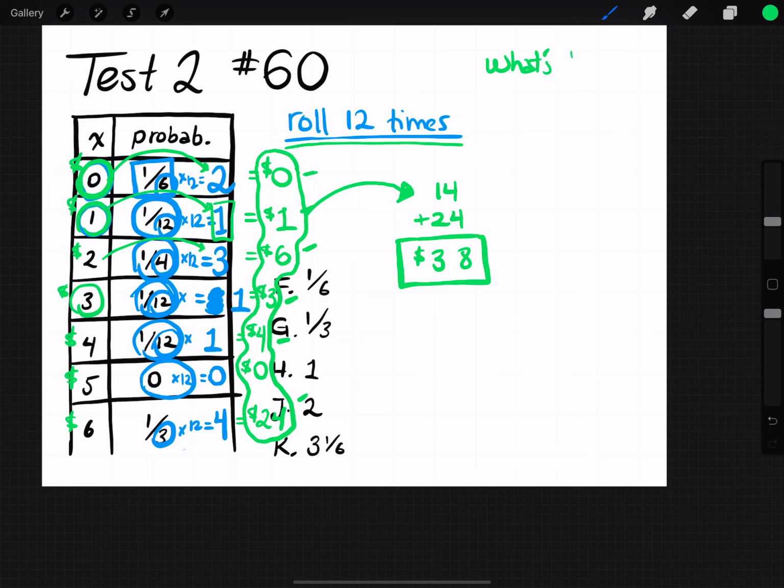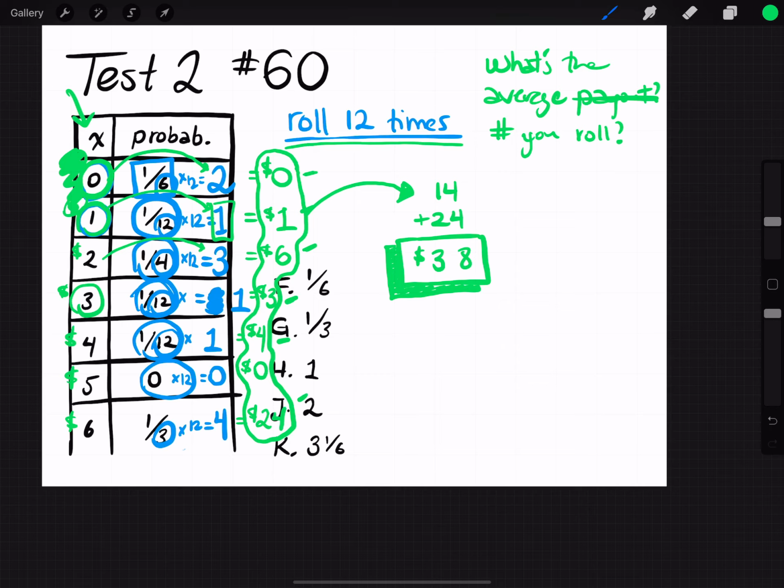What's the average payout in our metaphor of this, or average number you roll, which is maybe what the x's are without putting the dollar signs in front of all of those things. Another way of thinking about it, what is the average value of x for this? Okay, so I'm going to keep thinking about this in dollars right now. So we found $38 is what you'd expect to get if you rolled it 12 times. So then I'm just going to take 38 and divide it by 12 to figure out how much that would be on average.